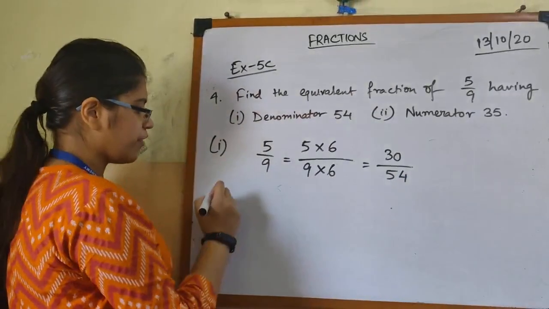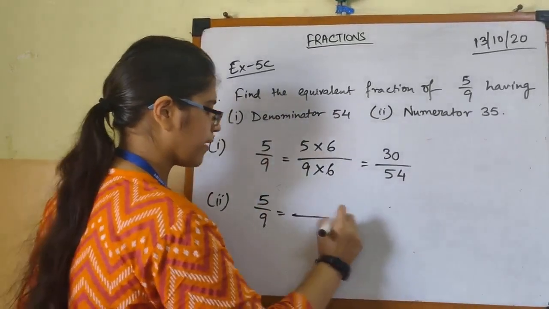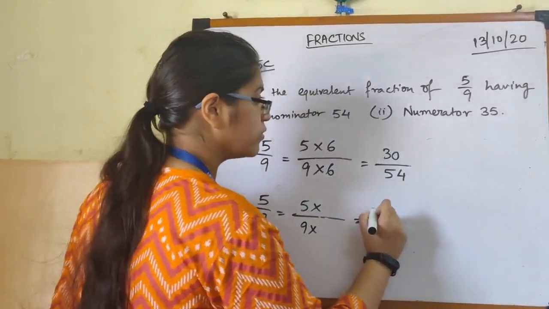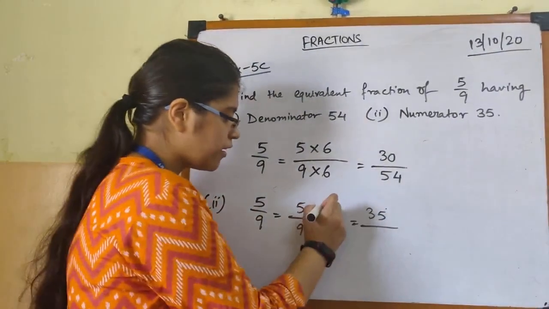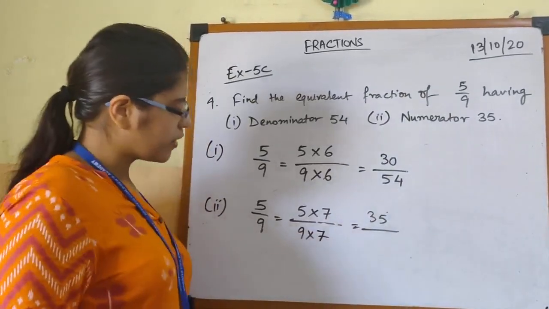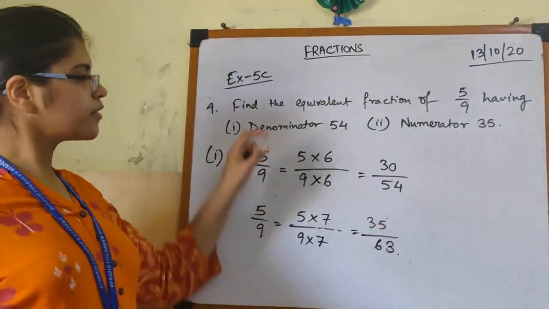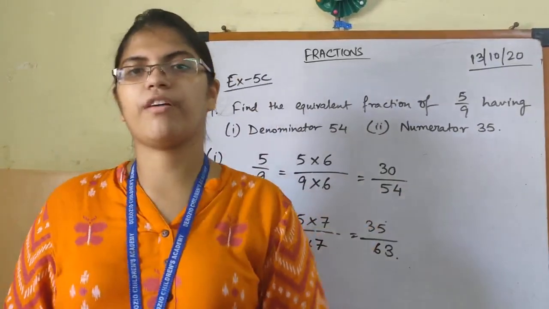Now next we have numerator 35. So we will first write down 5 by 9, then 5 multiplied with which number gives us 35? 5 times 7 is 35. So that means 9 also we have to multiply with 7. So 9 times 7 is 63. So these are the two fractions. First one with denominator 54 and second one with numerator 35.